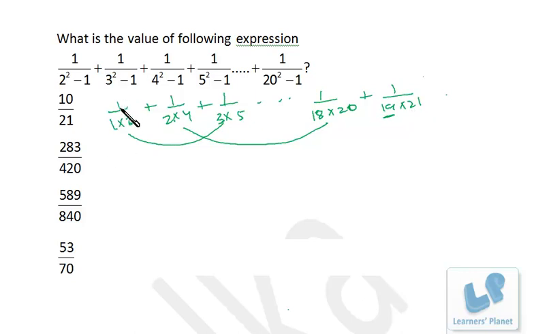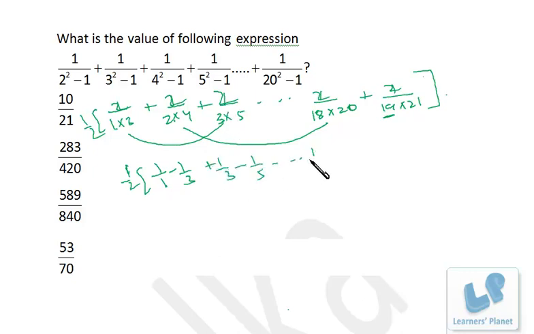No problem. Now 1 upon 1 into 3 can be written as follows: if I multiply the entire sequence by 2 and divide it by 2, why have I taken 2? That is the difference between these two numbers, 1 and 3. So that's 2, right? After that, I can write this as 1 upon 1 minus 1 upon 3, then 1 upon 3 minus 1 upon 5, up to 1 by 19 minus 1 by 21.